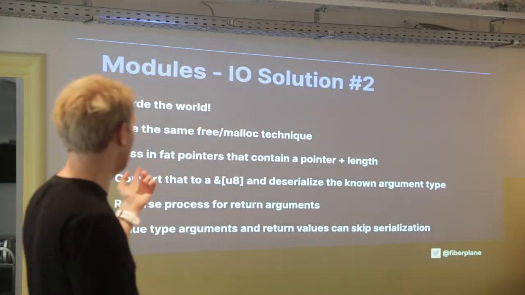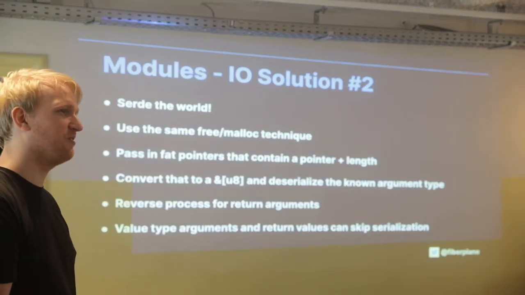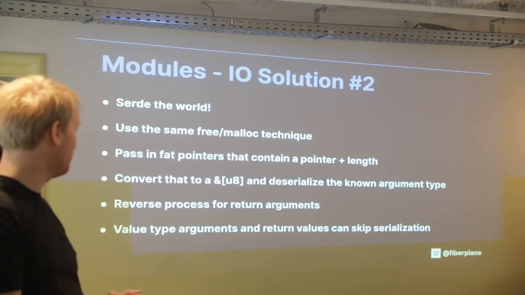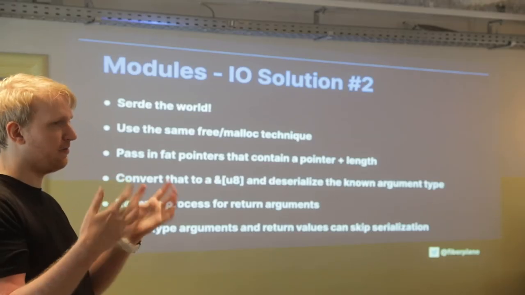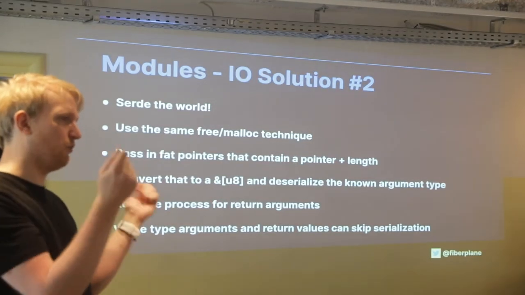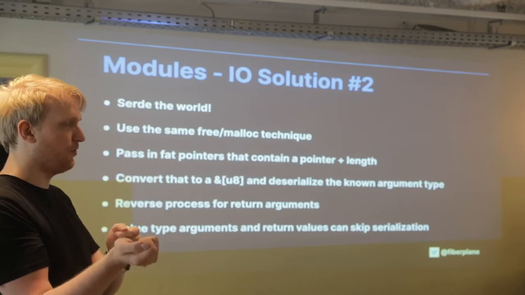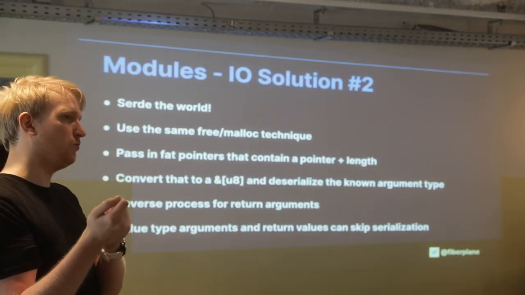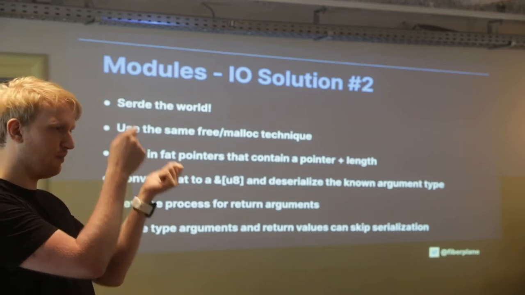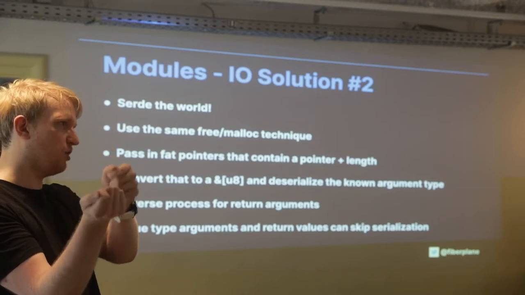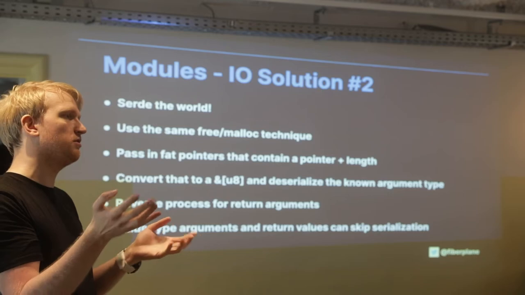That's where solution number two comes in. So basically, we will serde the world. We'll use our good old friend serialization, using the library serde. And then we'll use the same technique where we allocate a buffer inside the guest, then we copy our serialized data into there, then we call the function with the pointer to that data. The function will then know, based on its signature, hey, I need to deserialize this type from that location. Then it does that, and then it can call the original code that the user wrote inside of the plugin.